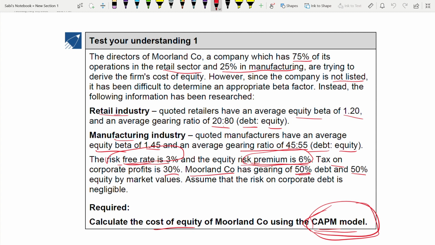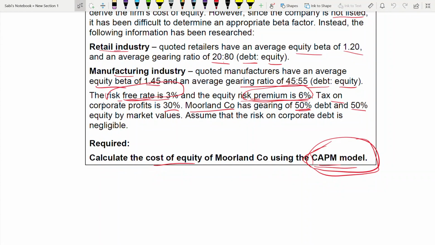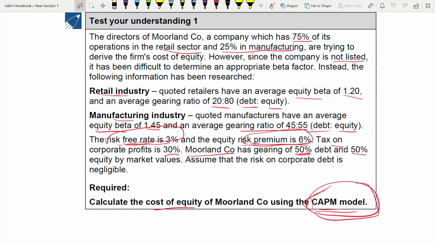What do you need to find out? Equity beta is given to you. Can you use that equity beta? No, because you are an unquoted company, not listed. The proxy beta that you are taking is from the quoted companies. So their business risk is different, and their financial risk is different because gearing is different. So you have to adjust. What do you do?